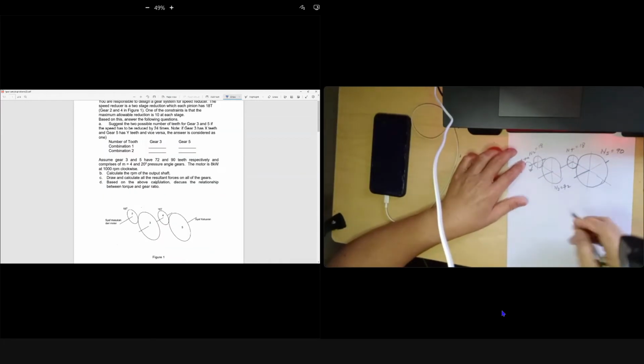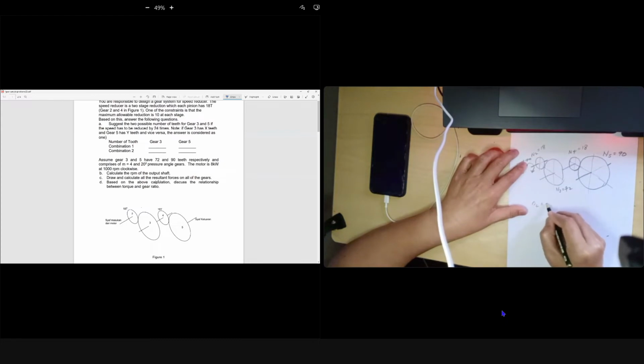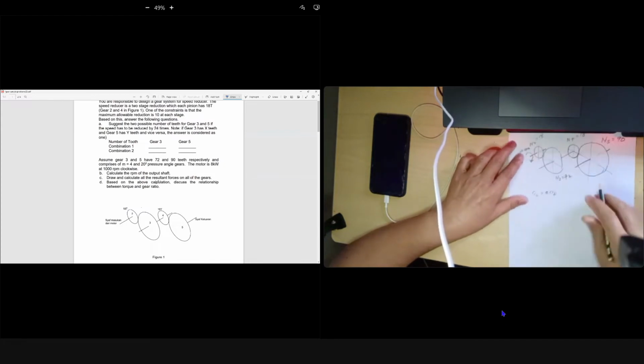Okay, calculate RPM. We know that N last over N first. Can you see my live? Is there any portion you cannot see? Yes, we can see everything, Doctor.